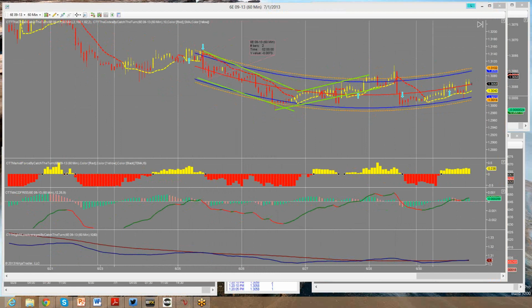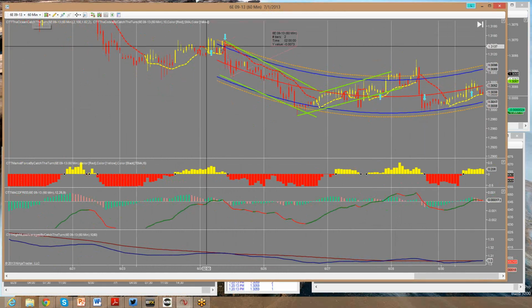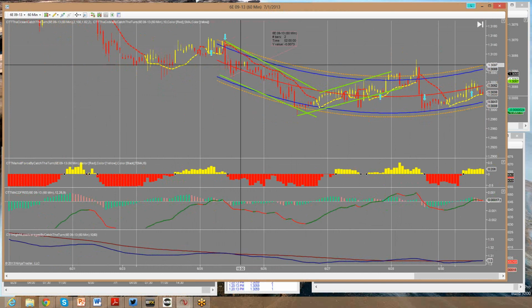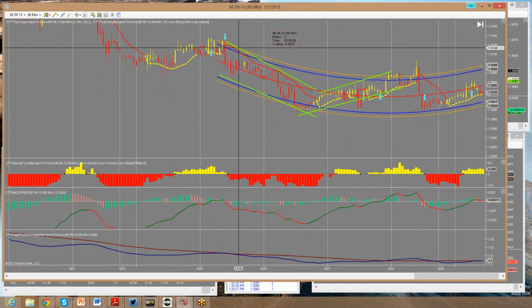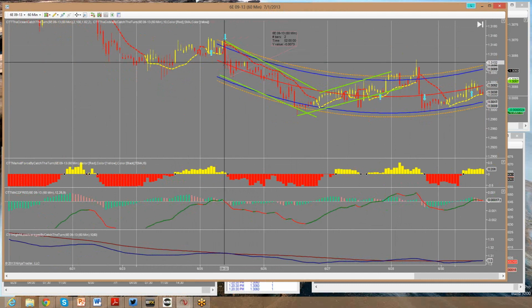Okay, question: where was the entry? If this was going to be a potential setup trade, this is an hourly candle, so if you're trading intraday, you're probably not going to use a 60-minute chart. But if you're swing trading, or you're going to hold a position for several days, then your entry would have been at the close of the 60-minute candle, always.